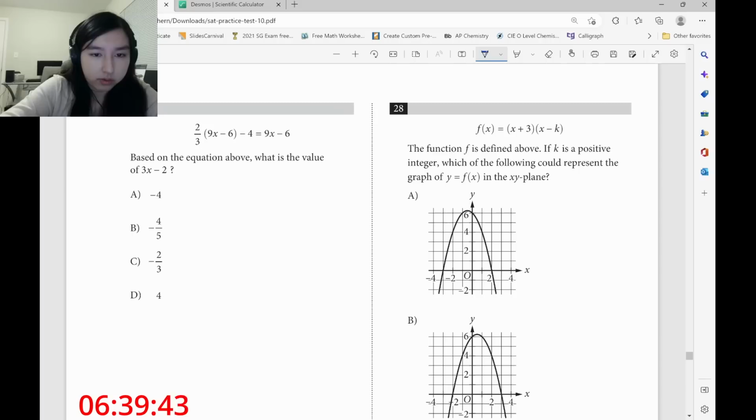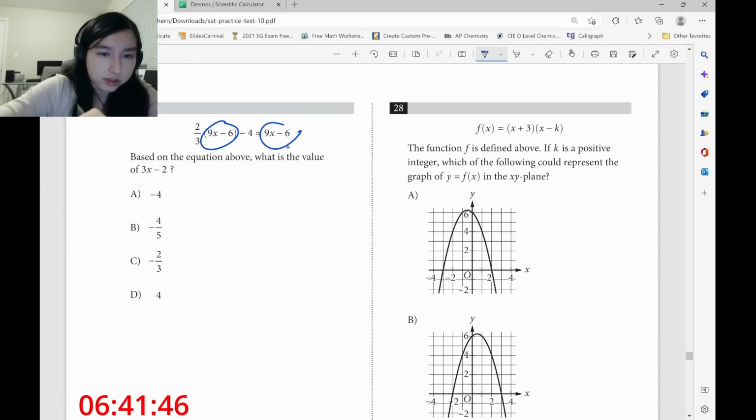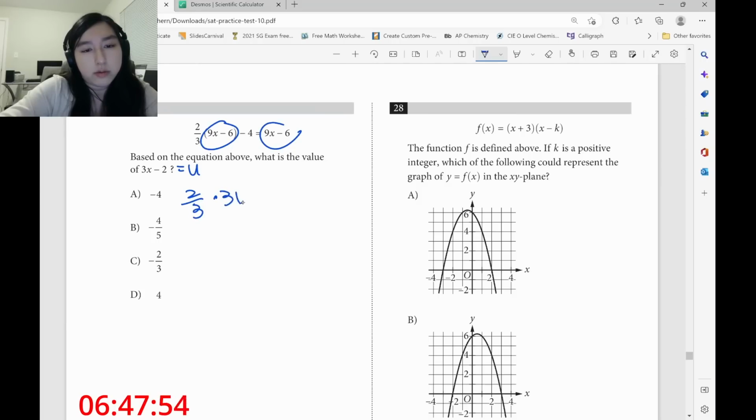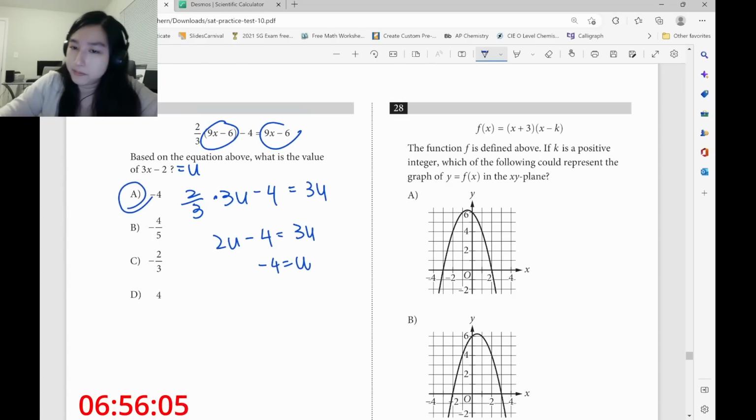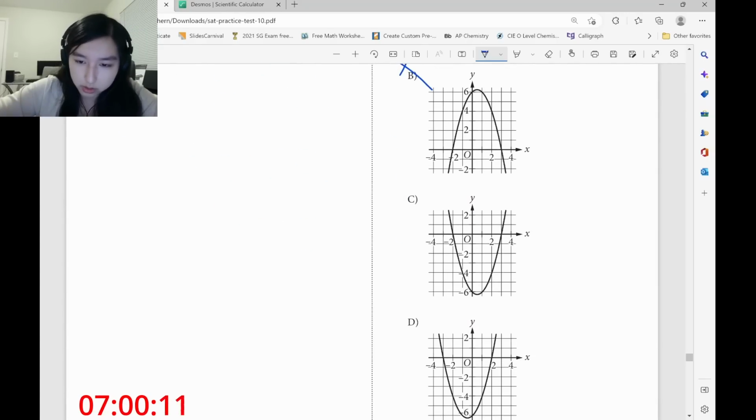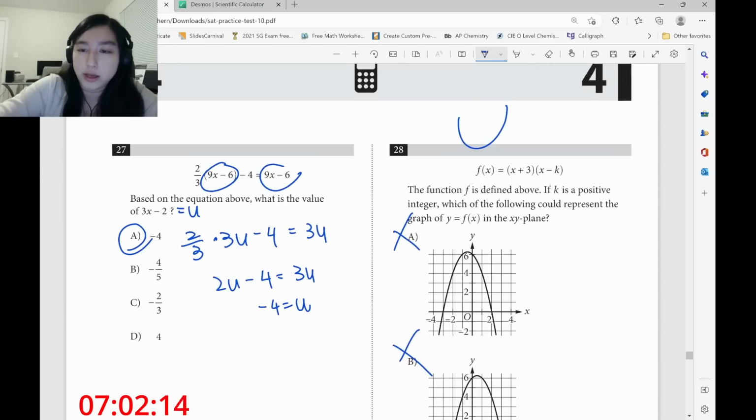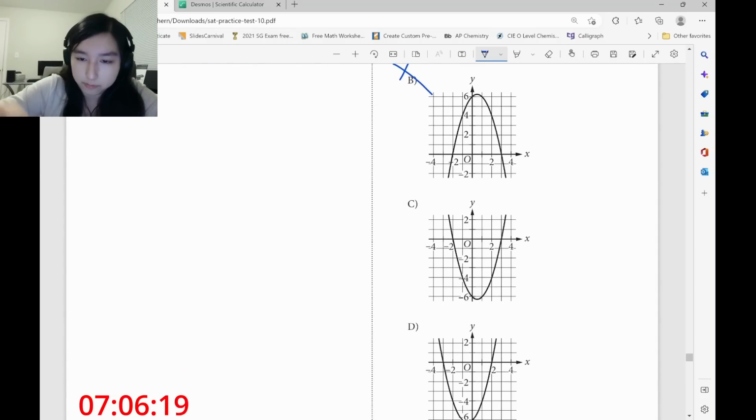The value, they look the same. 3x plus 2. We'll say this u is u. 2 over 3 times 3u minus 4 equals 3u. 2u minus 4 equals 3u minus 4 equals u. That's it. Concave up. Not A, not B. C. Alright. Okay. X-intercepts. X equals negative 3 or positive k. Negative 3. This is negative 2. Negative 3. That's it.